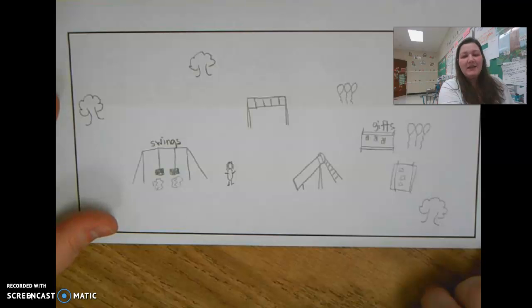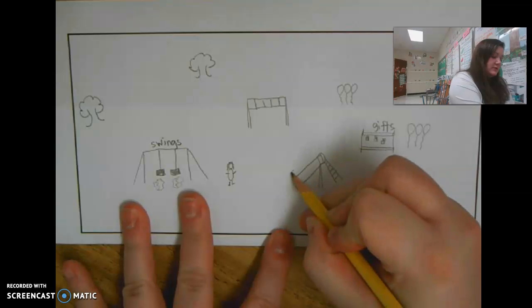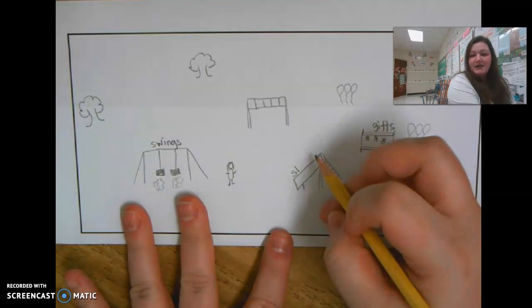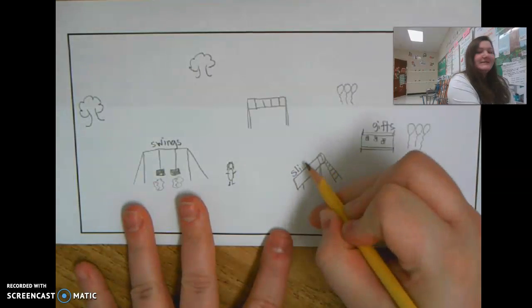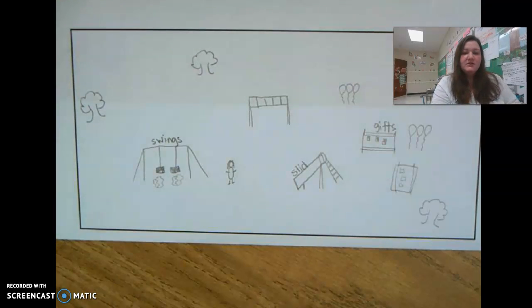What about the slide? What sound do you hear at the beginning of slide? It's two letters. So let's try to sound out the word slide. What two letters make the sl sound? Good. S-L. Sl. I. Good. It says its name. Slide. Good. Slide. So we have the swings, the slides, and the gifts.